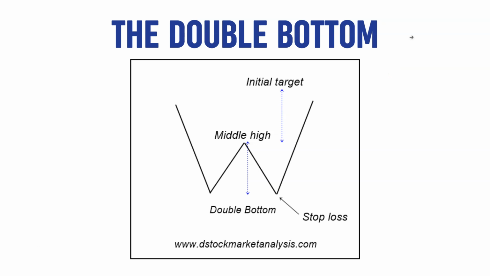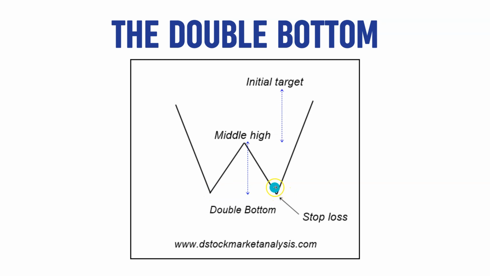In today's lesson, we're going to be talking about the double bottom. Now, the double bottom is a bullish reversal chart pattern, and it looks like a W, just like that. We have the first bottom and then we have the second bottom. So the stock trades down, makes the first bottom, goes up, forms the middle high, and then it makes a second bottom.